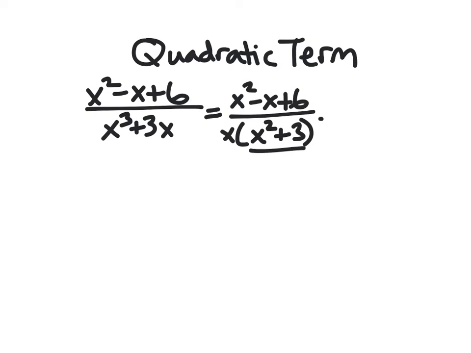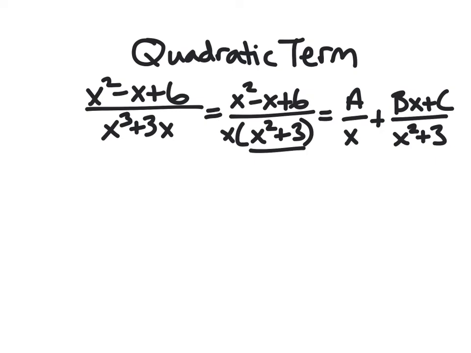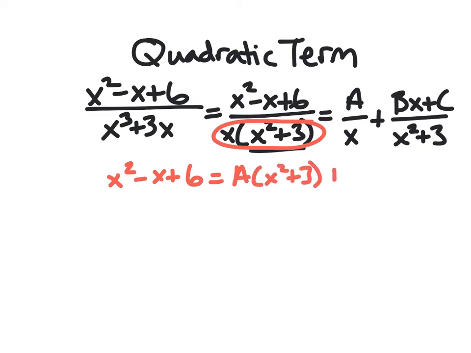And so what happens here is we again have our a over x, but then it's not just some constant over x squared plus 3. Since this is a quadratic, in fact, we are going to have some bx plus c, some linear term over the quadratic. Okay, and so we need to solve for a, b, and c. But our strategy will be the same, right? So we want to multiply through by this whole denominator. So we'll get x squared minus x plus 6 equals a times x squared plus 3 plus bx plus c times x.